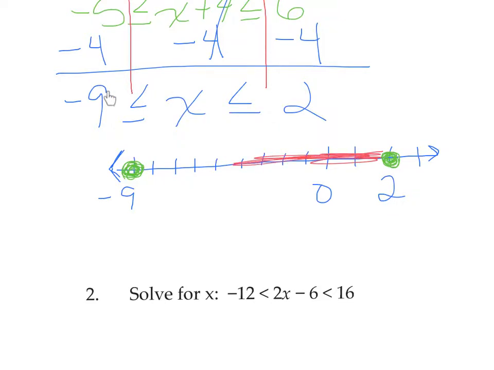And then when I read this, it's x is greater than negative 9. So that goes this way. And there's the shading right there. Then the interval, left boundary is closed at negative 9. Right boundary is also closed at 2. So that's the interval notation for that.